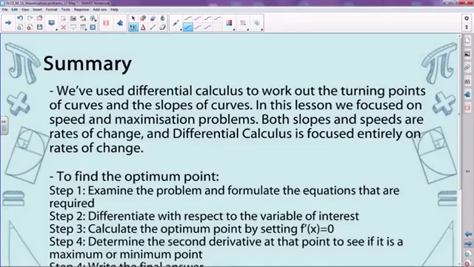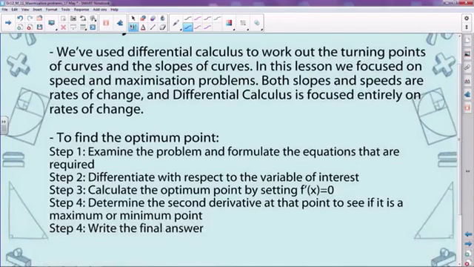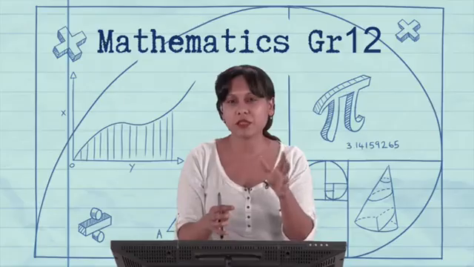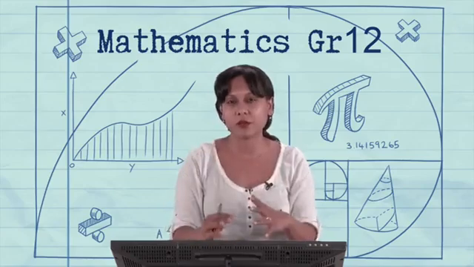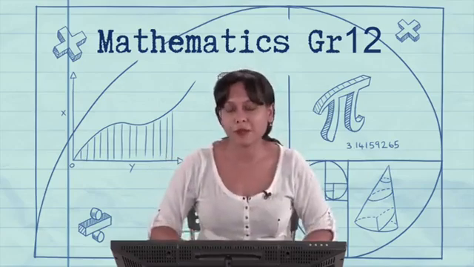So very quickly, guys, just to recap, we've seen how we've used calculus to work out the turning points and slopes of curves. And in this lesson, we looked at speed and maximization problems. And remember that calculus is all about rates of change. If you want to maximize or minimize an amount, you need to find the derivative. And that will give you your optimum point, okay? If you want to see if that point is your maximum or minimum value, you take your second derivative. If the second derivative is positive, you find a minimum value. If the second derivative is negative, you found a maximum value.